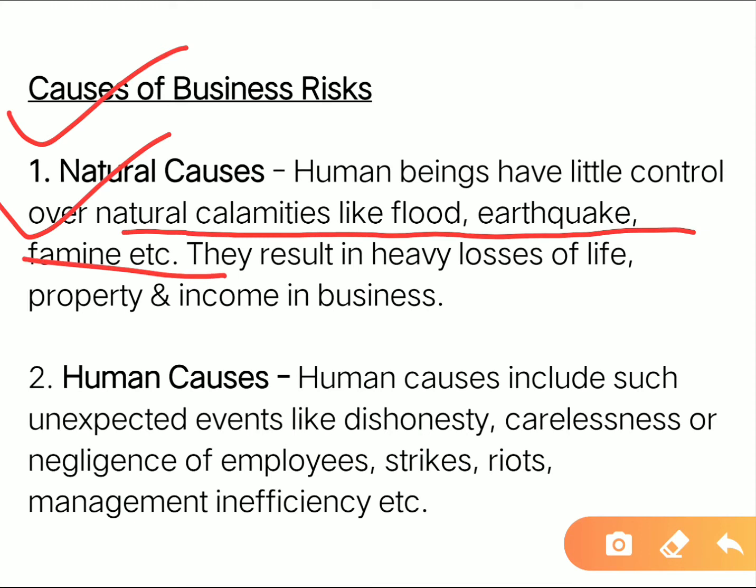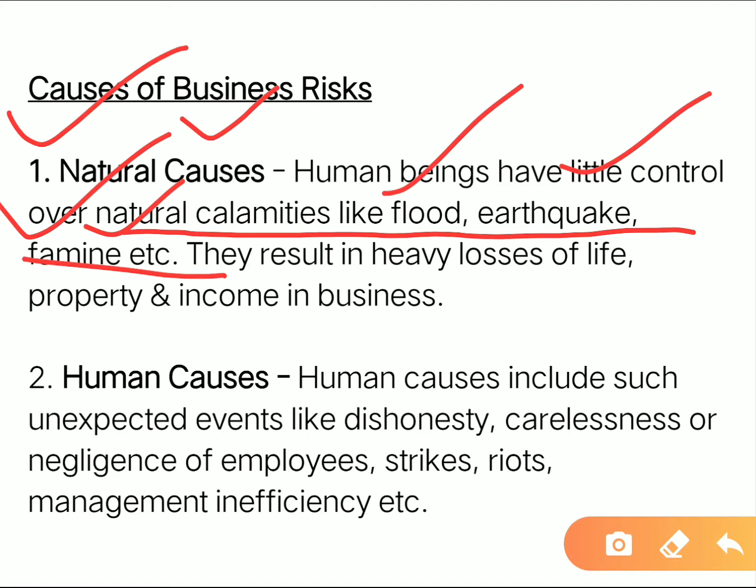See students, generally the risk can be caused by many reasons. One reason is natural cause. Natural cause means the things which happen naturally, in which we have very little control. Like natural calamities such as flood, earthquake, famine, all these are natural things which occur. We do not know when it is going to occur, or how it is going to be bad for our business, we don't have any idea.